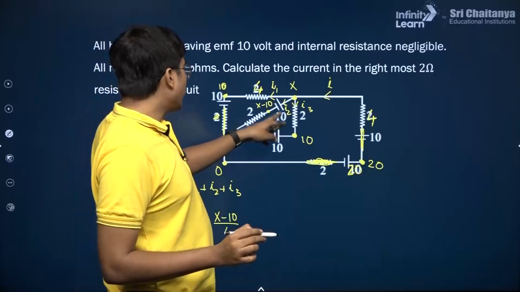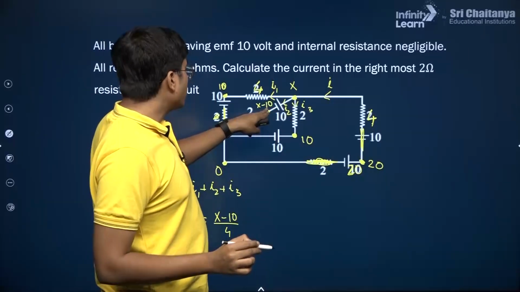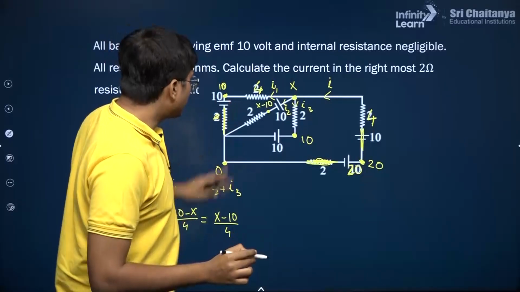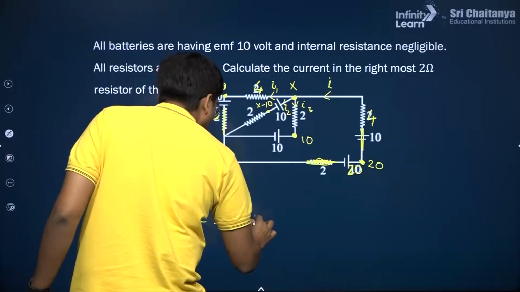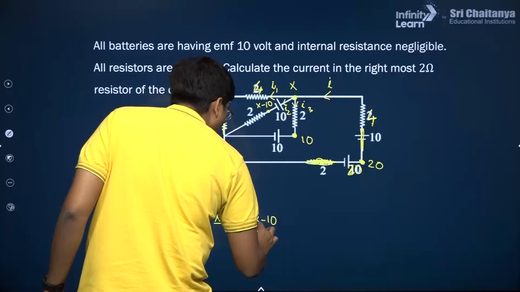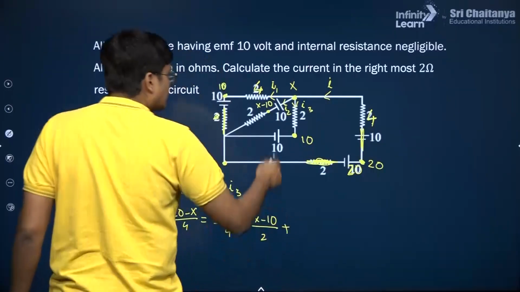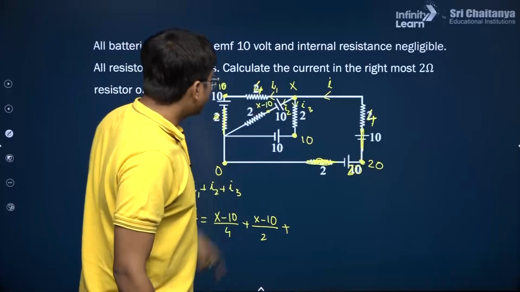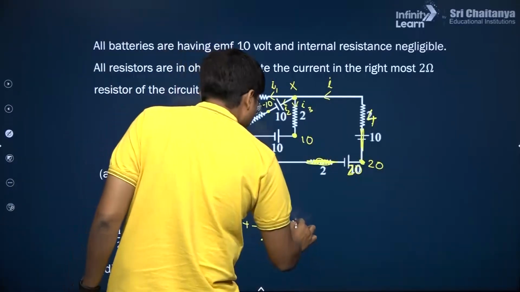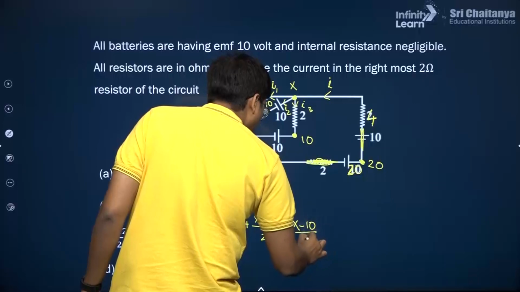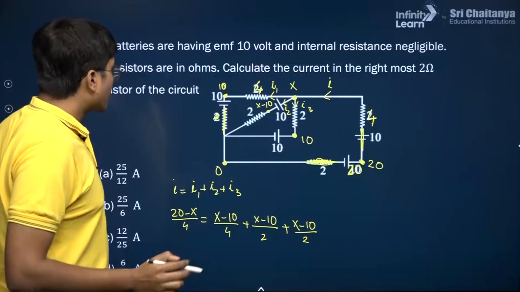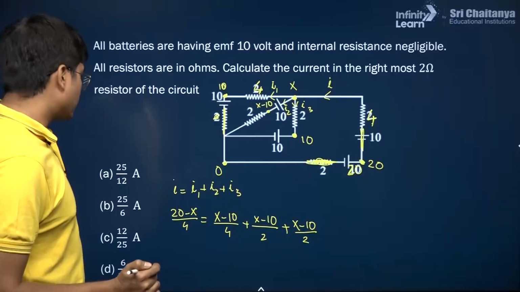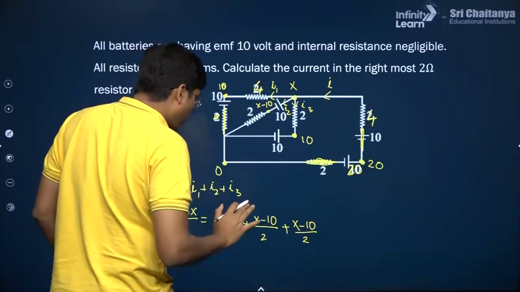Next up, what do we have? We have this I2. I2 is (x minus 10 minus 0) divided by 2. So you have (x minus 10) divided by 2, plus I3, this path is (x minus 10) divided by 2 again. And I think we have taken care of all of the points.